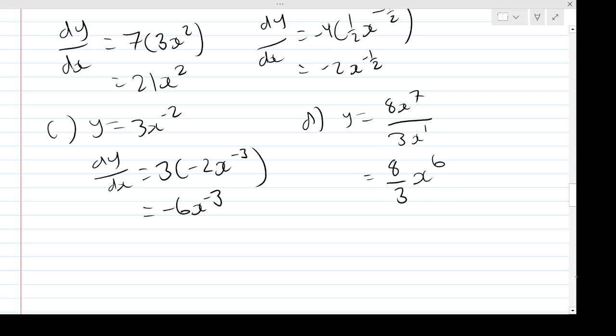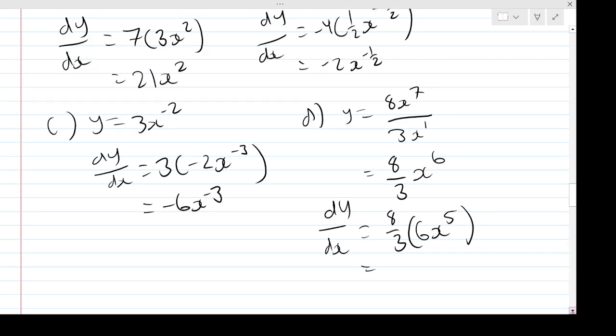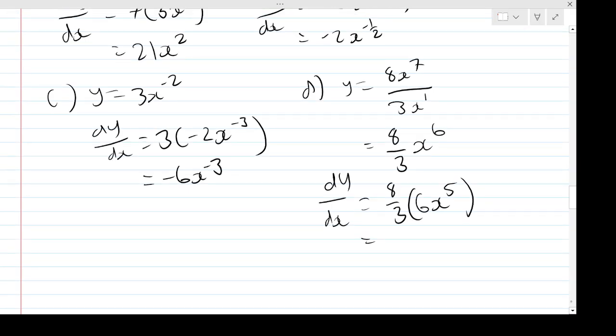But now we can recognise it's just a single power of x, which I can differentiate. So then if I differentiate it, I'm going to leave the 8/3 outside where it is, and then differentiate x to the 6. So the 6 comes in front, x and then knock 1 off the power, which is then 5, okay? And then finally, if we simplify, 8/3 times 6 would be 16 x to the 5, okay? And that's my final answer for the derivative.